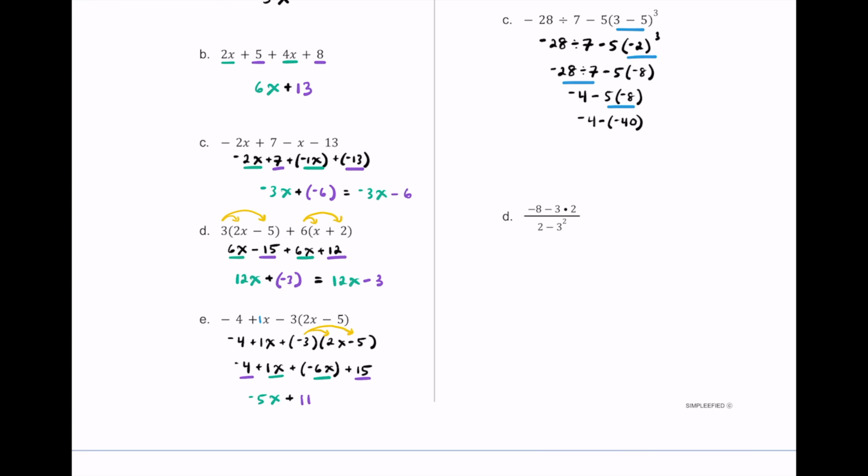So instead of saying negative 4, take away negative 40, we can say negative 4 plus 40. And negative 4 plus 40 is going to equal 36, a positive 36.